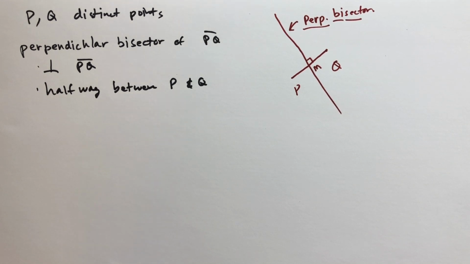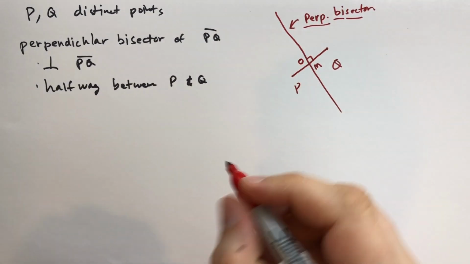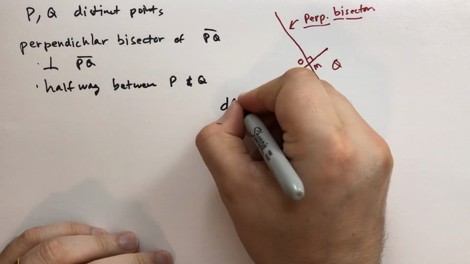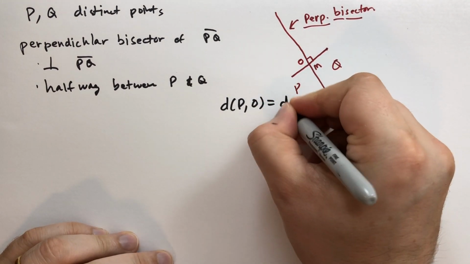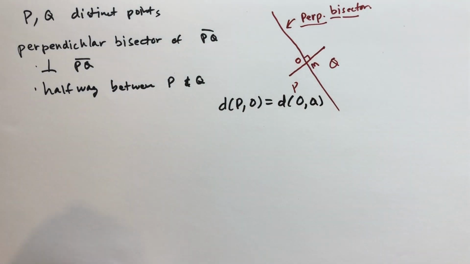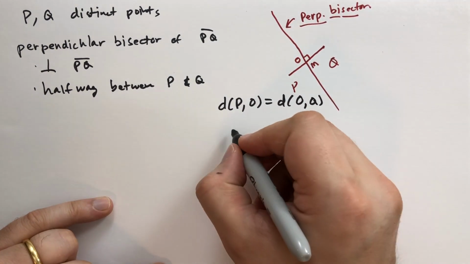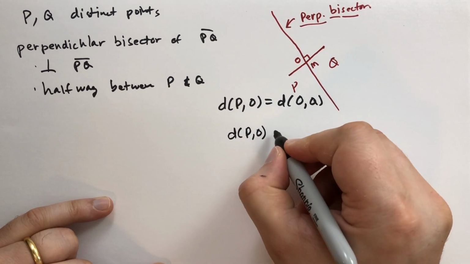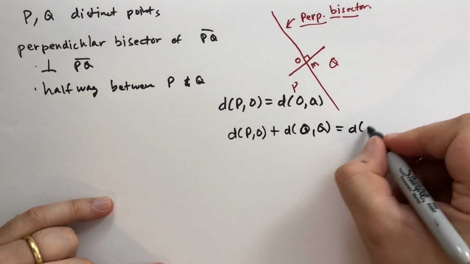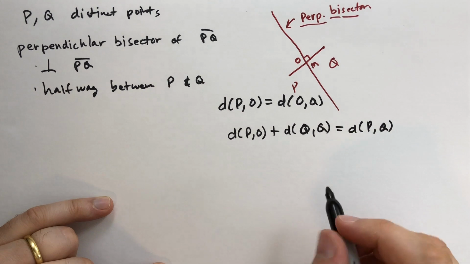If O is any point on the perpendicular bisector, he actually uses O here, he notes that the distance between P and O has to equal the distance between O and Q because it's halfway through. I used M, he uses O. So O is on the segment between P and Q. How do we know that O is on the segment between P and Q? Because the distance between P and O plus the distance between O and Q has to equal the distance between P and Q.